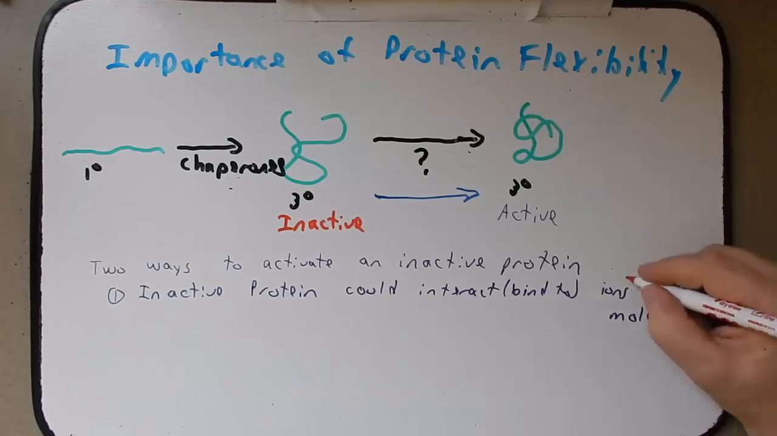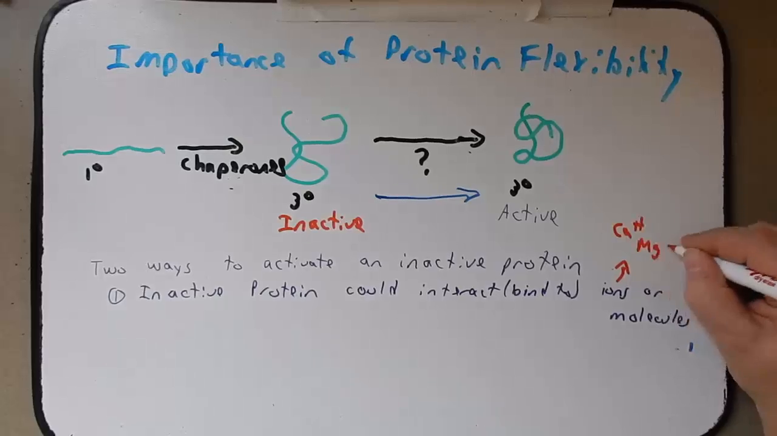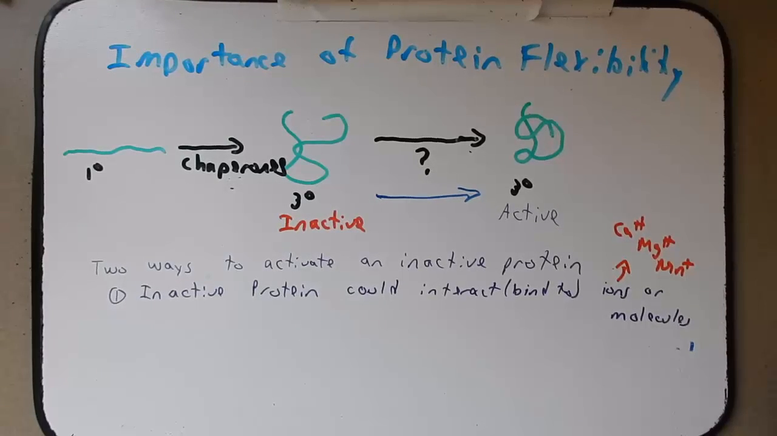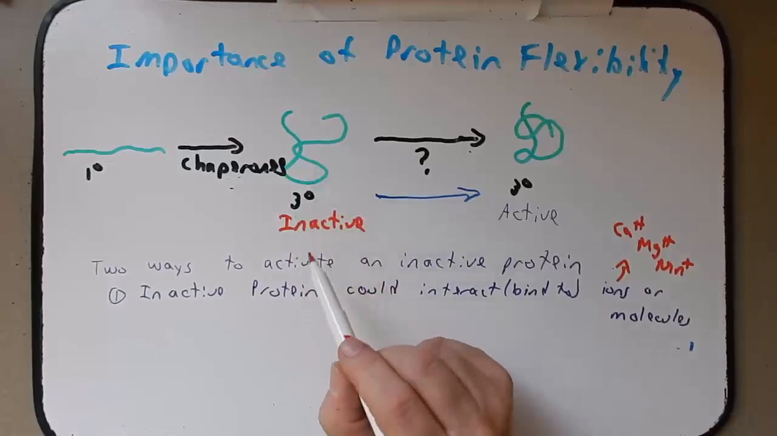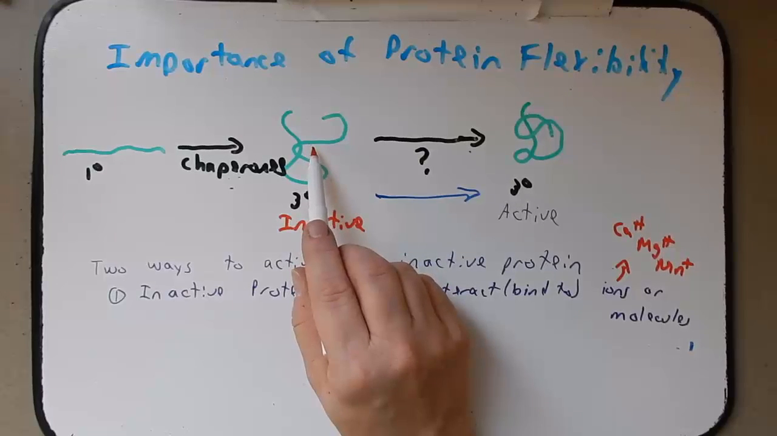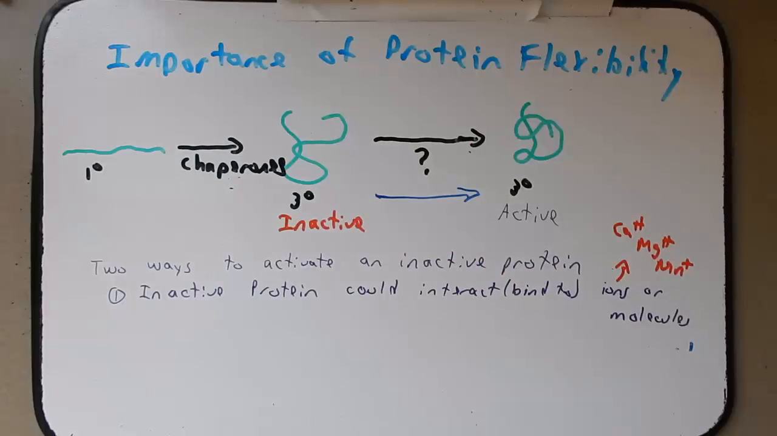Some ions it might bind to could include calcium, magnesium, maybe manganese, various ions that when they bind to this inactive protein, they could alter the charge of this protein and allow it to fold in the active form. So this is a very common way to activate a protein.